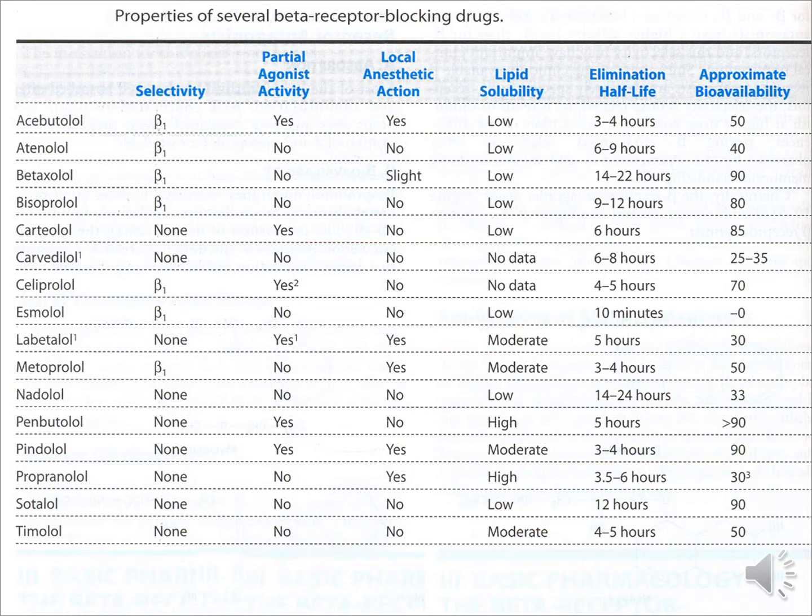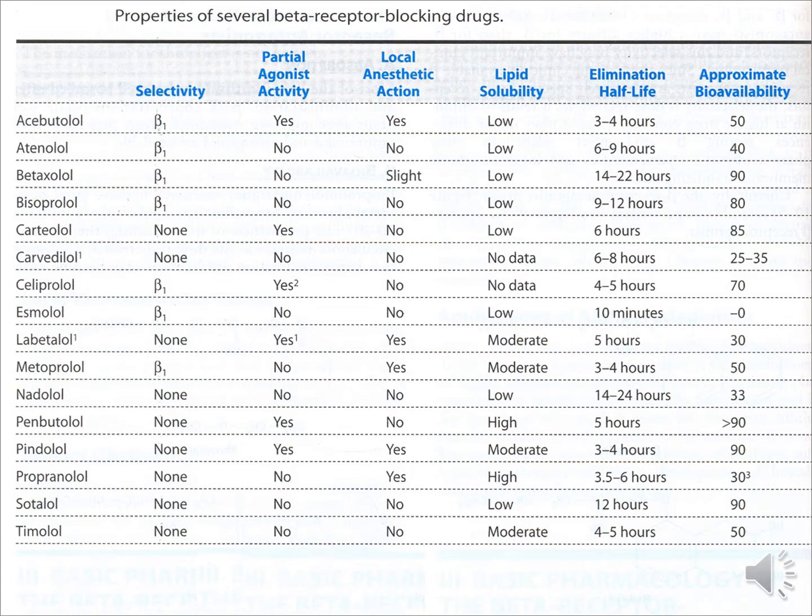which are mainly in the bronchial tree or bronchial smooth muscles, while these which are non-selective, they block both beta 1 and beta 2, so they don't have selectivity for only beta 1, so they are declared as none. That means they block both beta 1 and beta 2. As far as partial agonistic activity is concerned, acebutolol has partial agonistic activity, likewise carteolol and celiprolol and labetalol and penbutolol and pindolol, while all others, they don't have partial agonistic activity or intrinsic sympathomimetic activity.